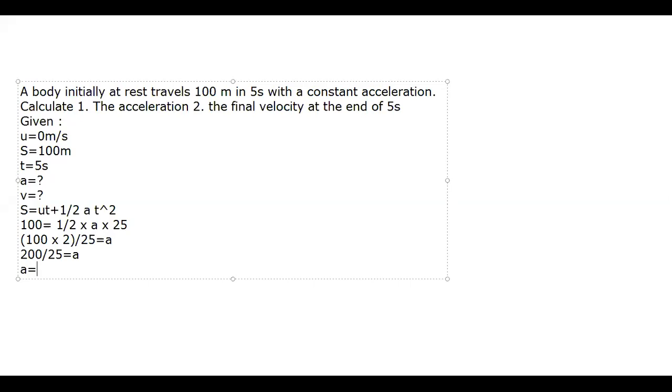So how much is my acceleration? My acceleration is 8 meter per second square. Clear? And since we got a, now it's very easy to find out the final velocity, because v is equal to u plus at. How much is u? u is 0 plus acceleration, just now we calculated 8. And how much is the time? 5. So v is equal to 8 5s are 40 meter per second. So what's the final velocity? The final velocity is 40.